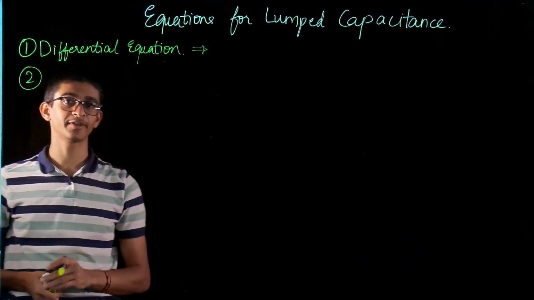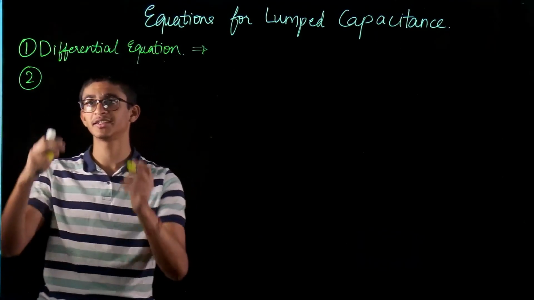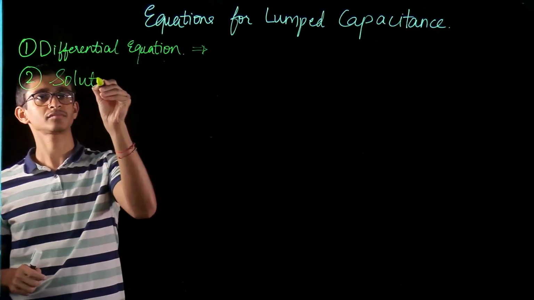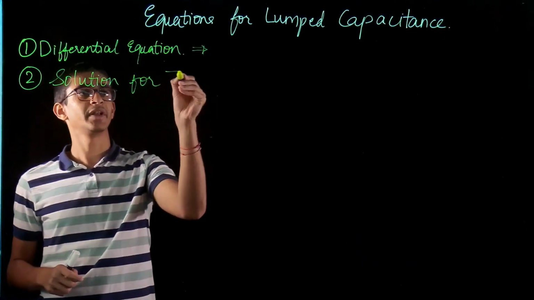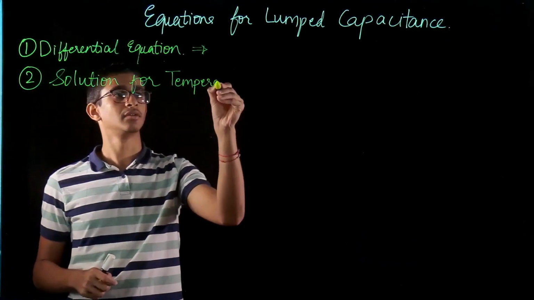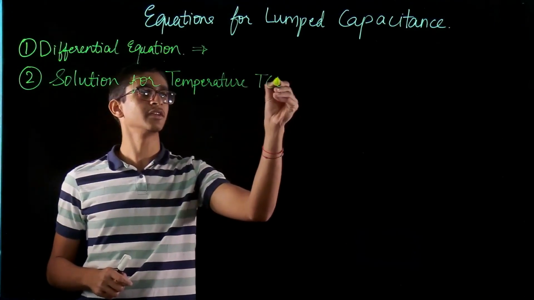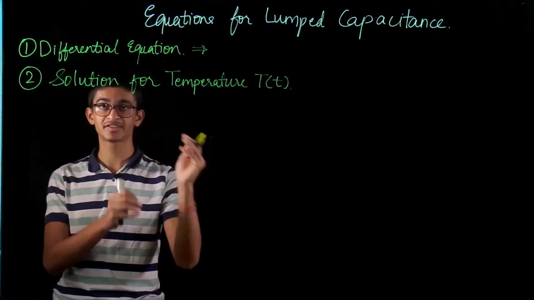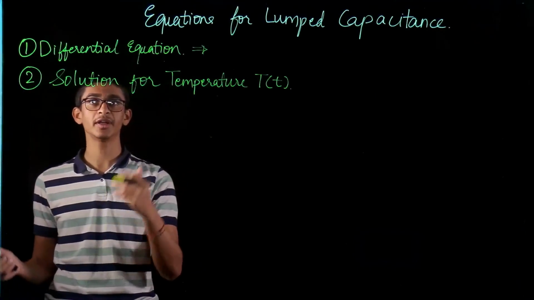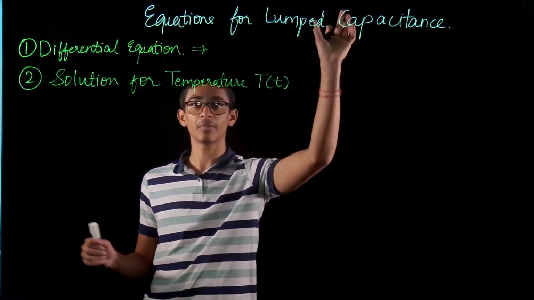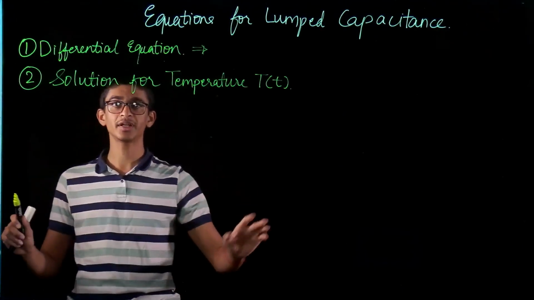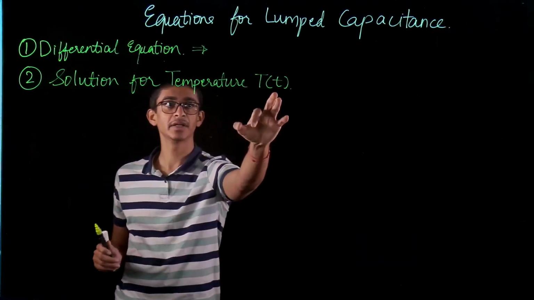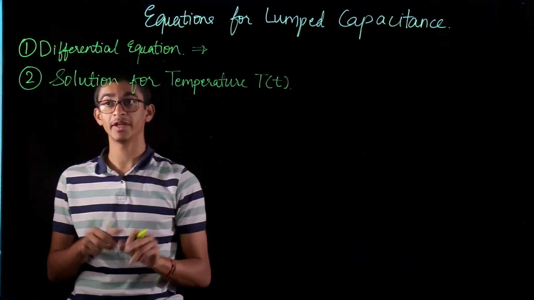We'll not solve the simplified differential equation in a whole step-by-step manner. I'll just directly give you the solution for temperature T, which is changing with time. That is the only factor which is available in lumped capacitance. Otherwise the temperature can change with space, that is location, and time. But with the lumped capacitance model, we are dropping all the spatial coordinates and assuming that everywhere inside my body, the temperature is constant. So the temperature can change with time, but it cannot change with location. So location is not a variable now.